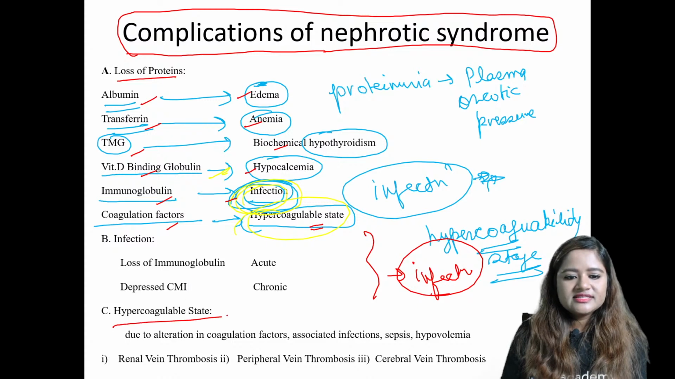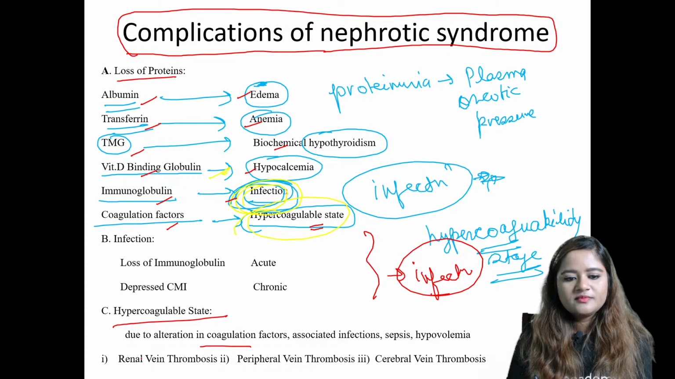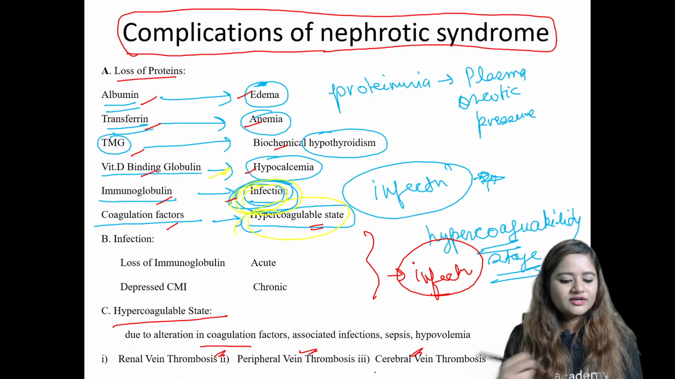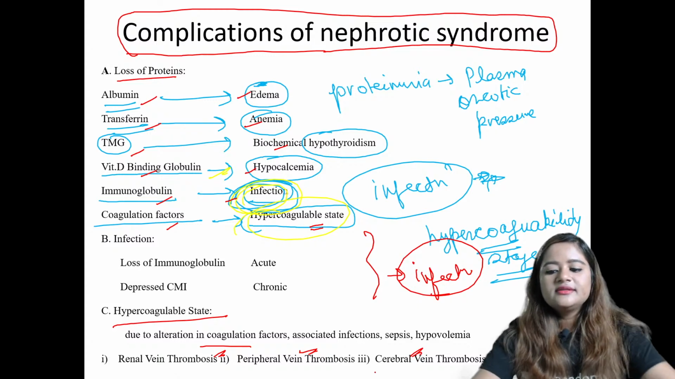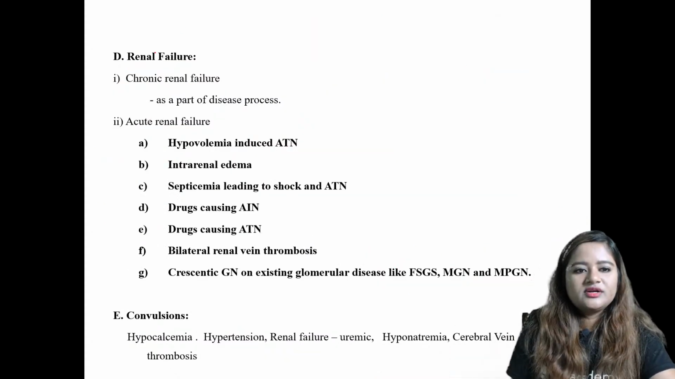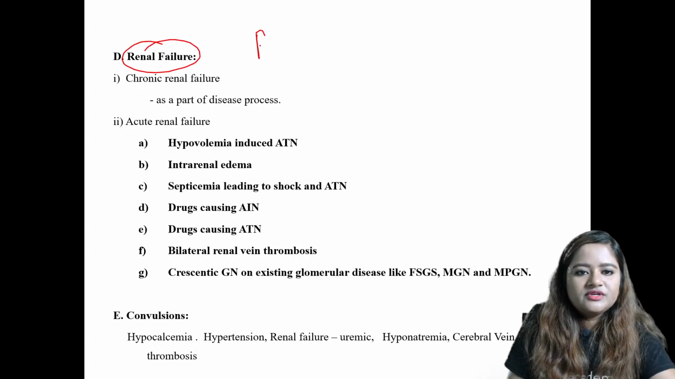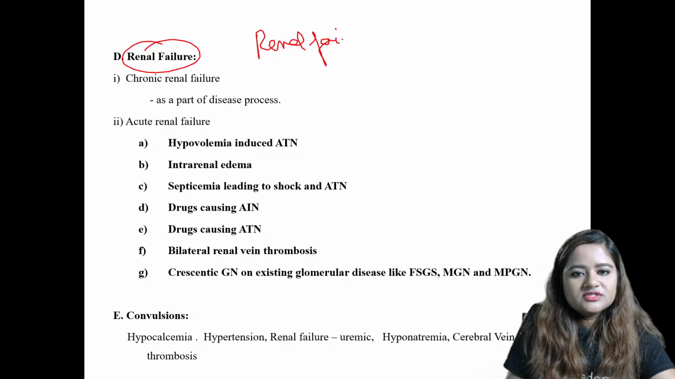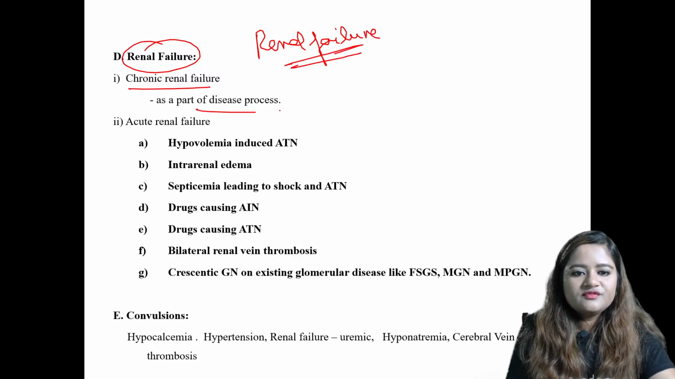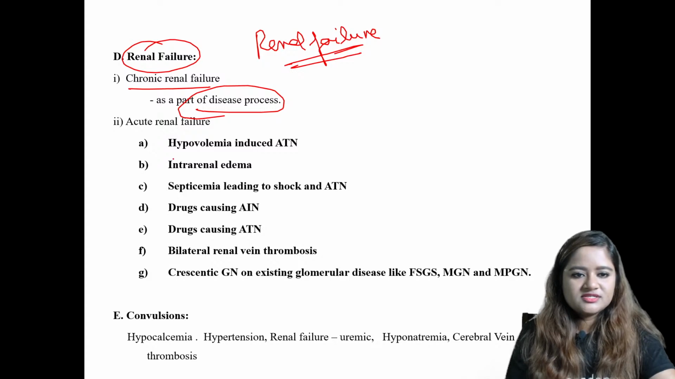Hypercoagulable state I have told you, because of alteration in coagulation factor you can have a lot of problems like renal vein thrombosis, peripheral vein thrombosis, cerebral vein thrombosis. So thrombotic attacks, stroke, and all of these problems occur because of disturbances in the coagulation. Beyond this, if it is not treated properly with steroid, what can happen? The child will definitely go into renal failure. So if you diagnose this condition late and you don't treat it adequately with steroid, the child can have renal failure, which is a part of the disease process itself.